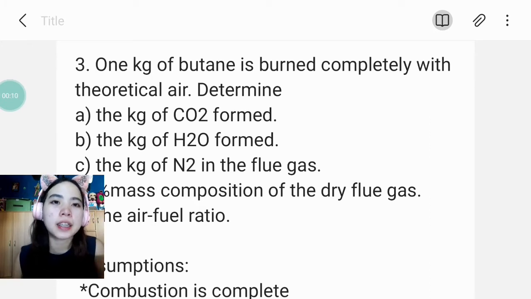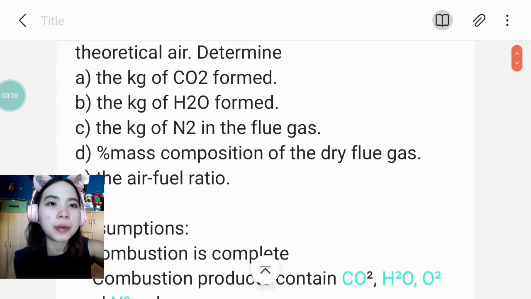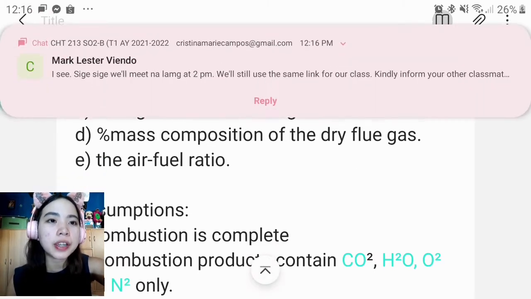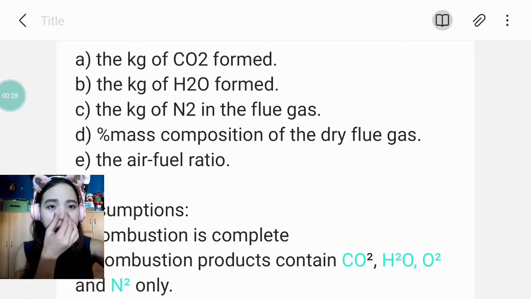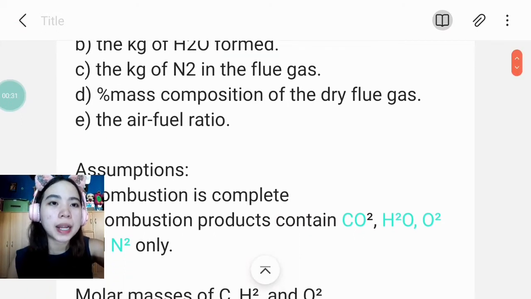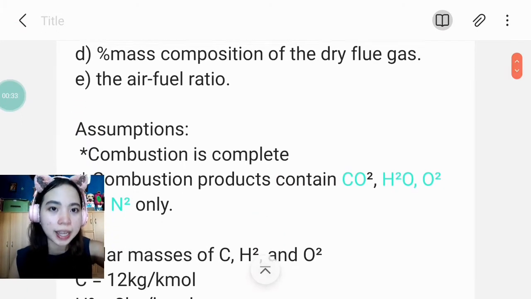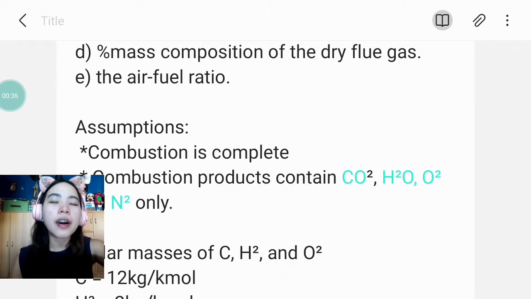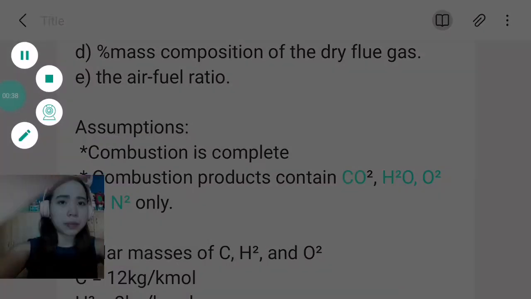Check in chemical calculation. So the given problem I have here: 1 kilogram of butane is burned completely with theoretical air. I am going to determine the kilogram of carbon dioxide formed, the kilogram of water formed, the kilogram of nitrogen formed in the flue gas, the percent mass composition of the dry flue gas, and lastly the air ratio, or the air to fuel ratio.